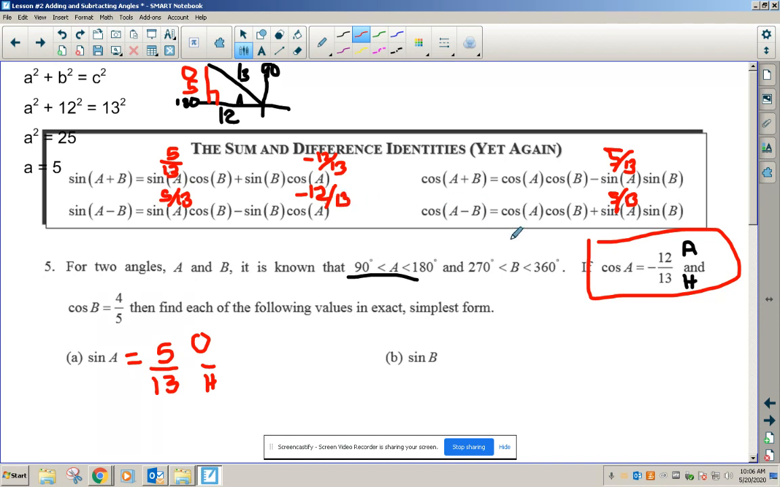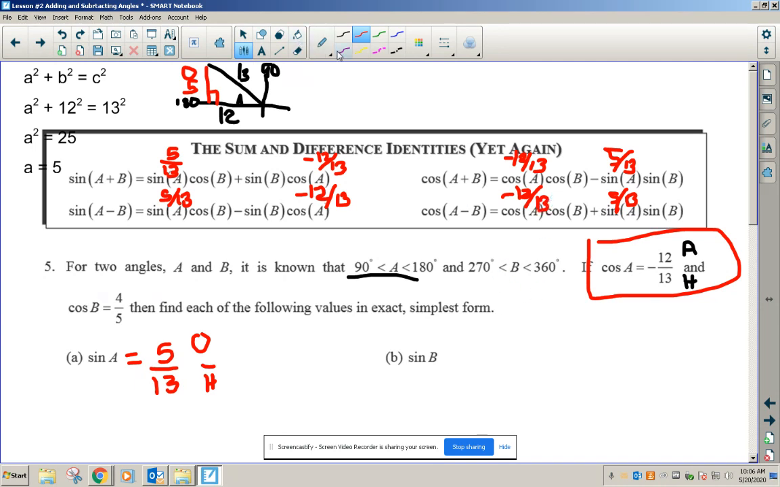So there is my negative 12 over 13. Here's the cosine A, negative 12 over 13. And notice I haven't even touched triangle B yet. So here, all my A's are A angles, the cosine and the sine of angle A are now put into all the formulas.